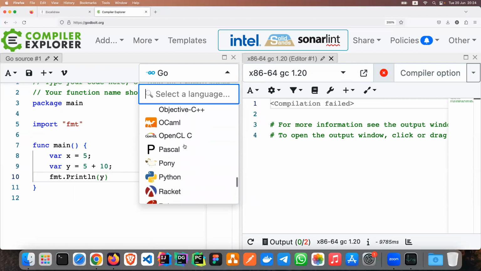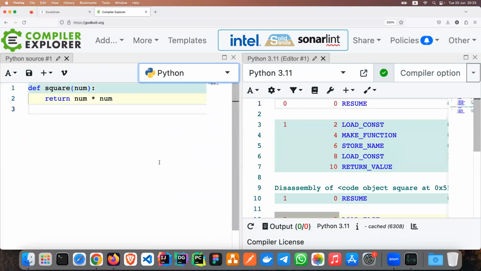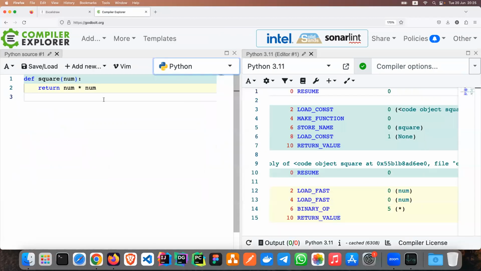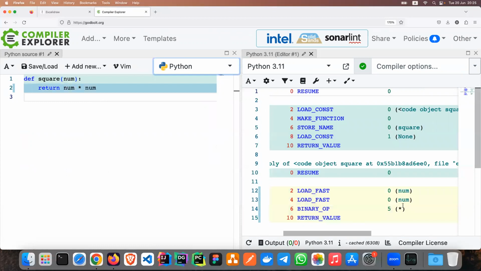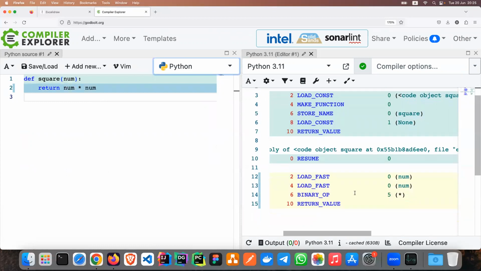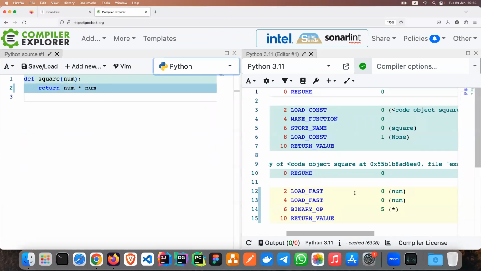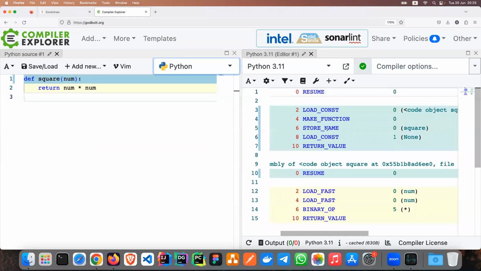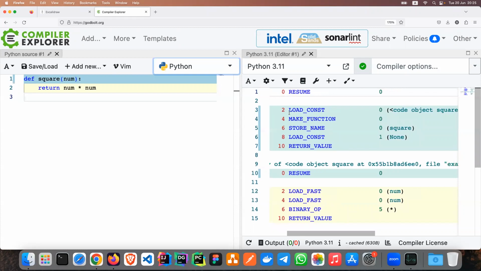Do we have Python here? Yes, we have Python here. Okay, it's the same thing, right? It gets a number, multiplies it by itself, and returns. These are some sort of CPU instructions like load const. It means load some constant, which is just a variable.